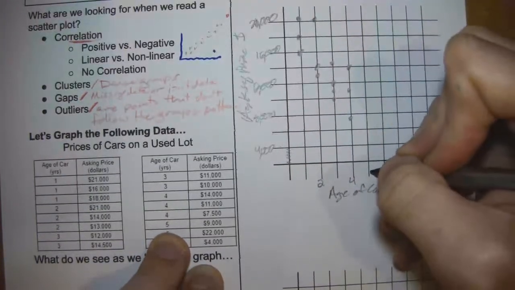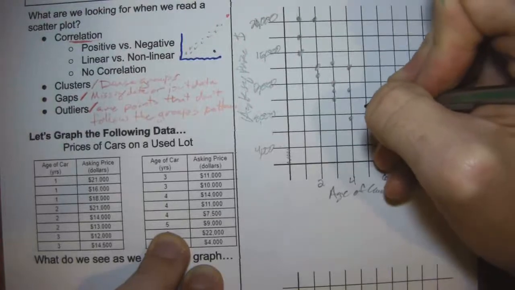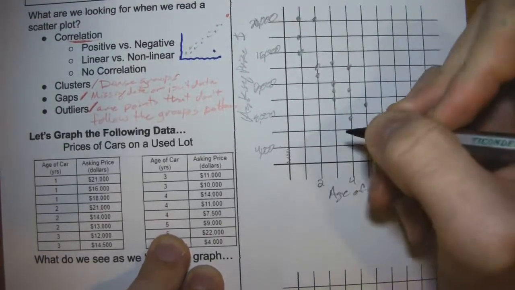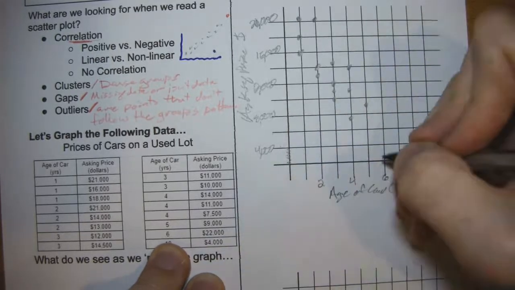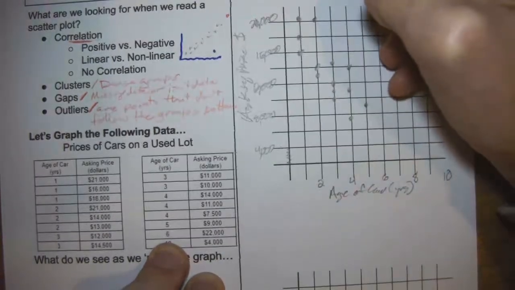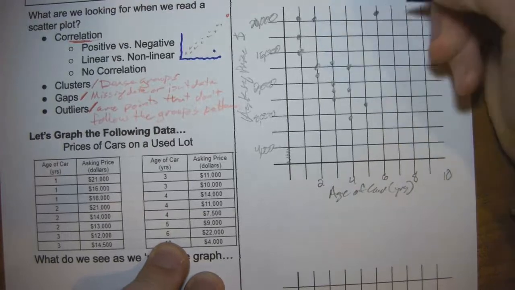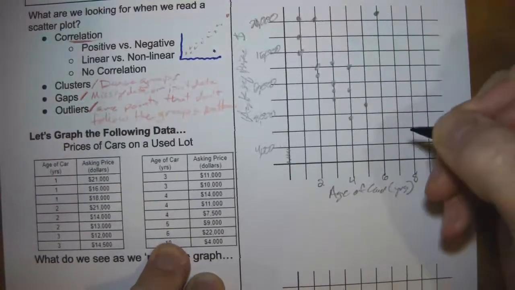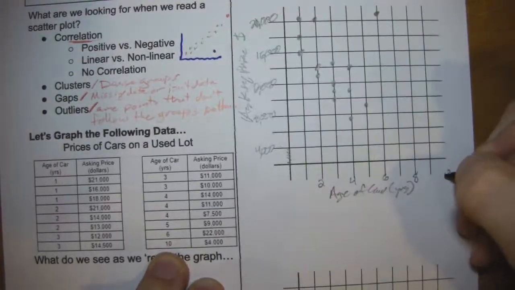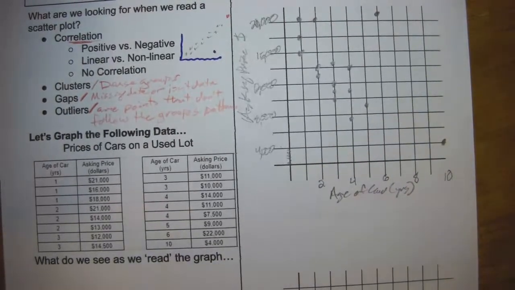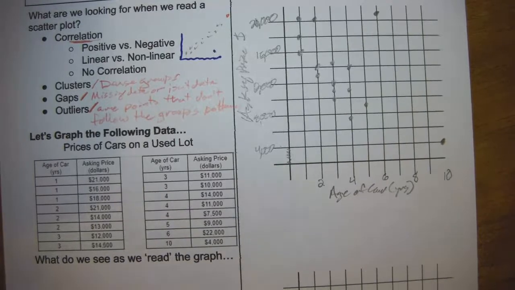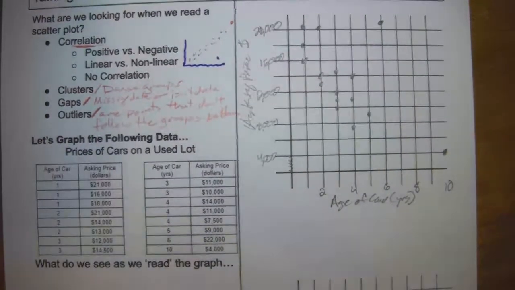A 5-year-old car for 9,000, so that's 10, so 9 will go about here. A 6-year-old car for 20, oh goodness, I forgot, we had one all the way at 22, so yeah, it'll go up here a little bit, there we go. Maybe not quite that high, but that's all right. And then 10 we said was down here and at only 4,000.